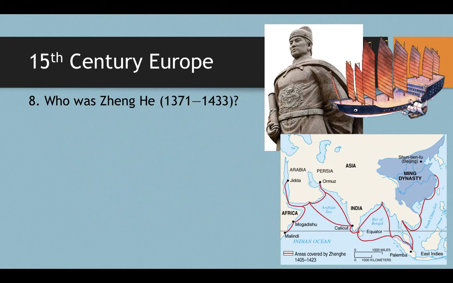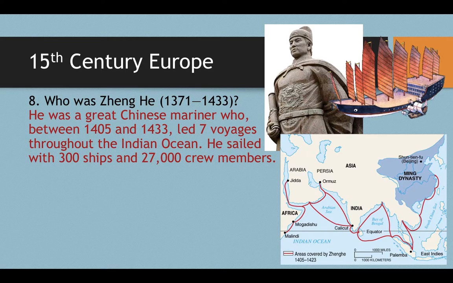Now we come to a guy named Zheng He, and he was Chinese. He was a great Chinese mariner. He was a seafarer, a sailor. And between the years 1405 and 1433, he led 7 different voyages throughout the Indian Ocean. This was the most important ocean in the world at the time, and this is where a lot of the trade happened. Remember the Silk Road? A lot of the maritime routes, the ocean routes, were through the Indian Ocean.